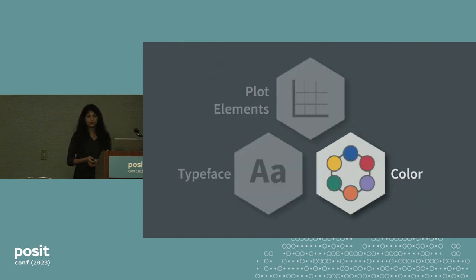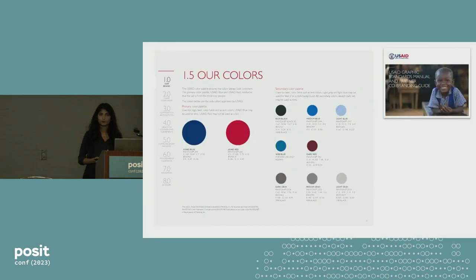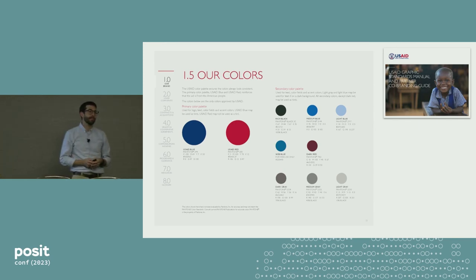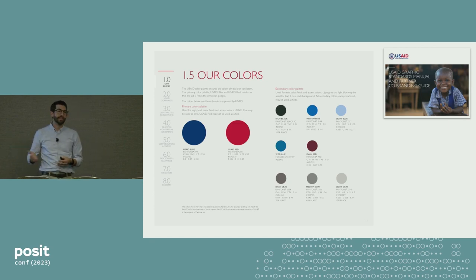So the last leg of the stool is color, right? We needed to create something that really made it our own. So as Karishma mentioned, we have this branding guide that doesn't talk about visualization for our agency, but we wanted to use some of the colors, right? There's some nice colors going on here. There's just not a big enough palette to make it useful for data visualization, nor is there enough contrast to really make this accessible. So those were our two priorities.